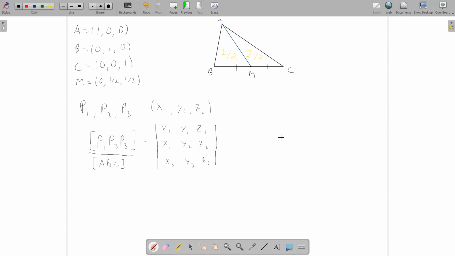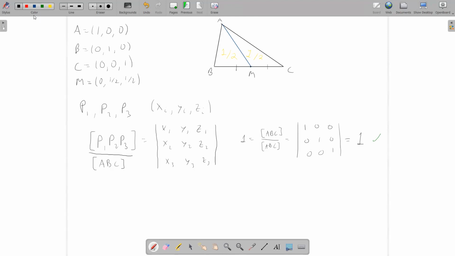If we choose P1 equals A, P2 equals B, P3 equals C, we get 1 equals the area of ABC over the area of ABC equals the determinant of 1, 0, 0, 0, 1, 0, 0, 0, 1. You may recognize this as the identity matrix. The determinant is just 1. And this is true, which is good, because if it weren't, we'd be really scared.